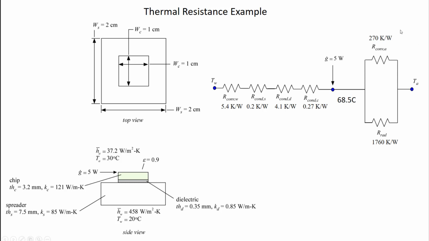And it may take a little bit of thinking about, but let's try to do this. If I look at these two resistances over here, I have convection at 270 in parallel with radiation, and that's a much bigger value, 1760 K per watt. So if I think about the energy that's trying to move this direction from left to right, most of it's going to want to go through the convection resistance. Almost none of it's going to want to go through the radiation resistance.